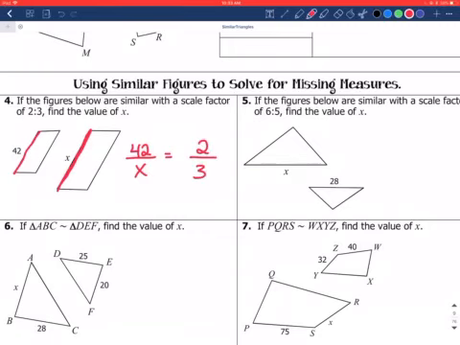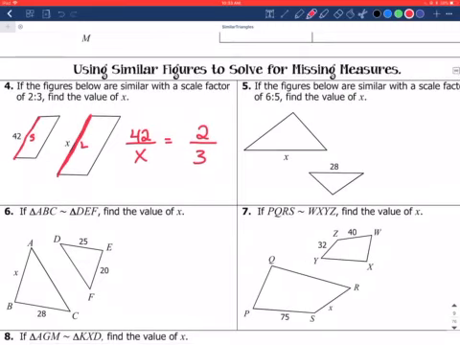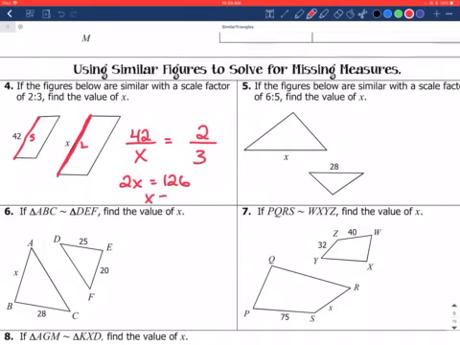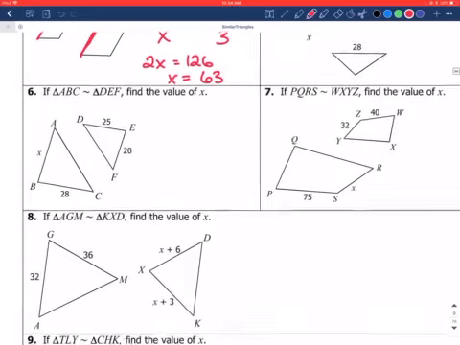And the 2 will go up top because it's kind of obvious that the 42 is a little smaller than the X, and this X is the largest. So we'll put the 2 with the 42 and the X with the 3. So then after that, we just cross multiply. That'll be 2X equals 126. And when you halve it, that'll give you 63. So that's how you can find it. So 42 divided by 63 would simplify out to 2/3.